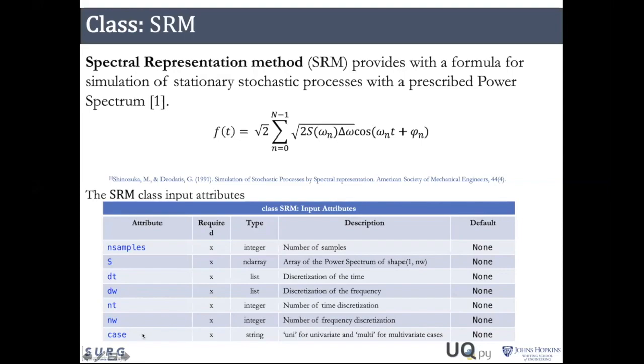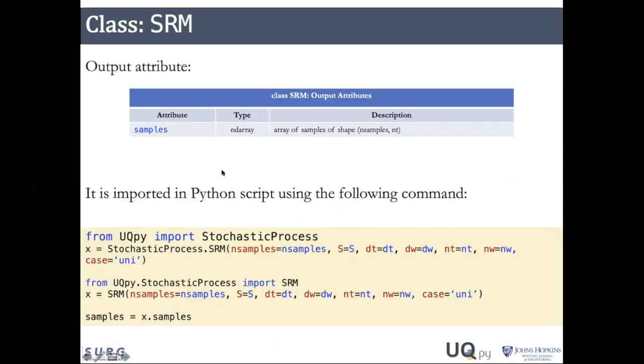And the last one, case. This is a string. It has 2 optional values, uni and multi. So uni refers to univariate stochastic processes, and multi denotes the generation of multivariate stochastic processes. The class SRM has one output attribute, samples. It's an n-dimensional array, and in the case of univariate samples, the shape is n samples, Nt.